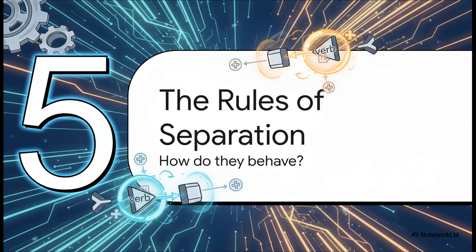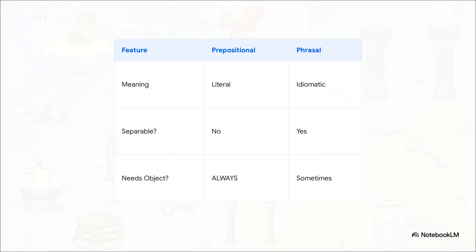Welcome to Section 5, the rules of separation. This is definitely the most technical part of our explainer today, but it is incredibly helpful. We're going to look at exactly how these two types of verbs behave structurally when you drop them into a sentence with an object. Now, what's really interesting here is how we can organize all this chaos into a simple checklist. Prepositional verbs. They are fiercely loyal. They are non-separable. You simply cannot split the verb and the preposition apart. And they always require an object immediately after the preposition.